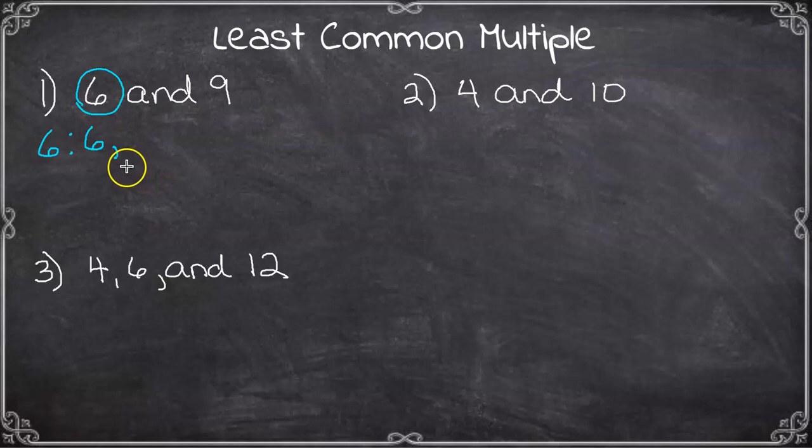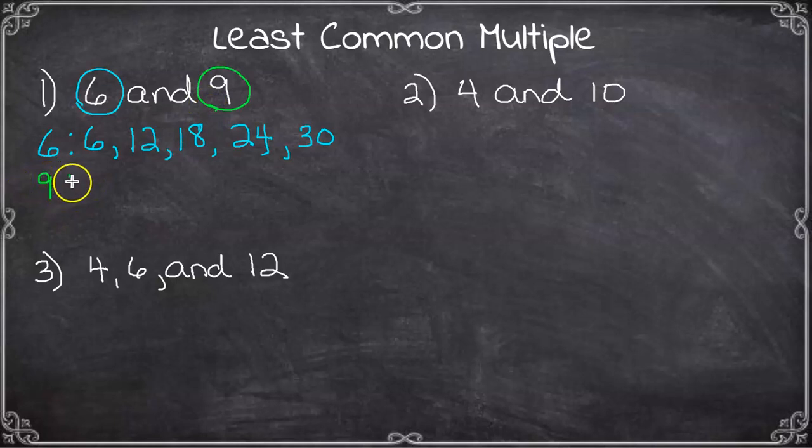And then the second one, of course, is going to be 6 times 2, or if I skip count by 6s, I would have 12, and then 18, and then 24. And you can usually list about the first 4 or 5. So I'm going to list one more. I'm going to list 30. And then I need to list the multiples of 9. And then we're going to look and see what the lowest one that they have in common is.